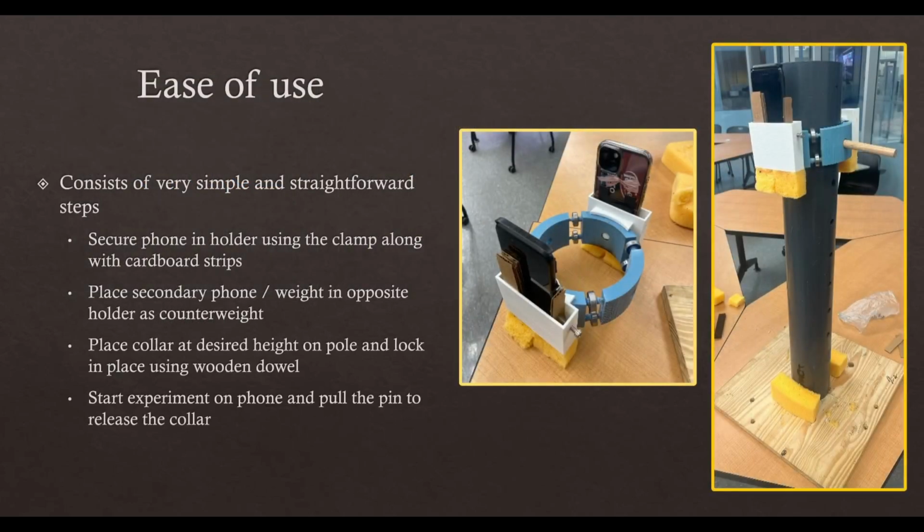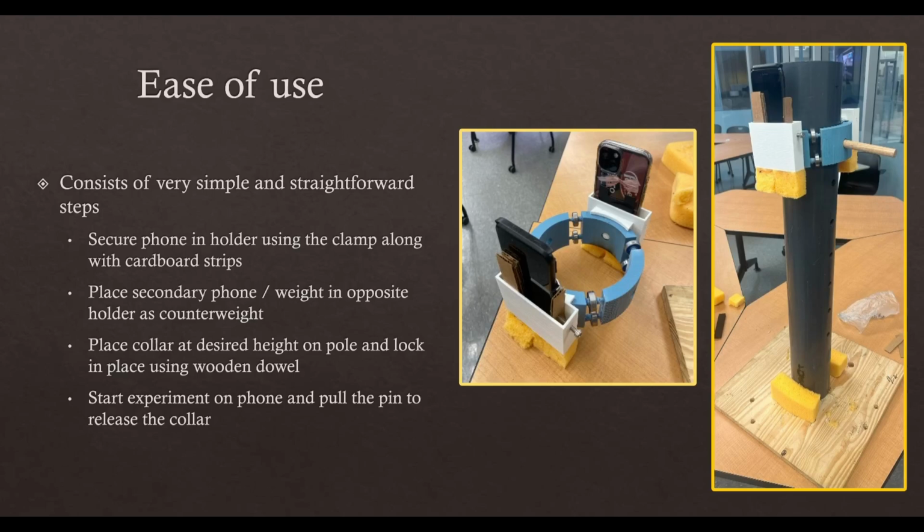Lastly, for ease of use, our apparatus follows very simple and straightforward steps. First, you secure the phone that will be recording data into the holder, then tighten the bolt on the side of the holder and add cardboard strips to keep the phone stable. Next, you place another phone or object of similar weight into the opposite phone holder to act as a counterweight.